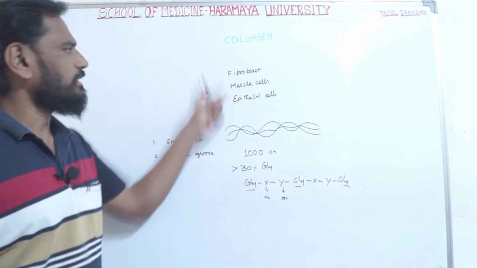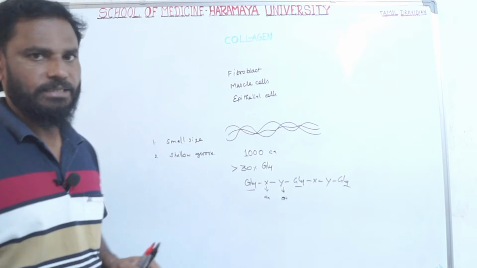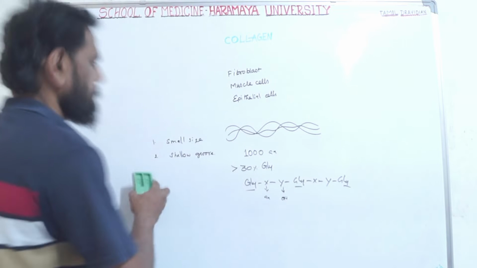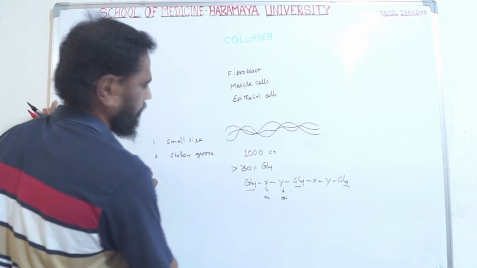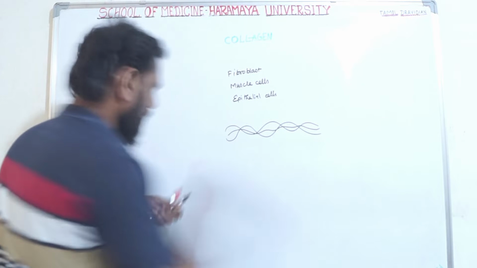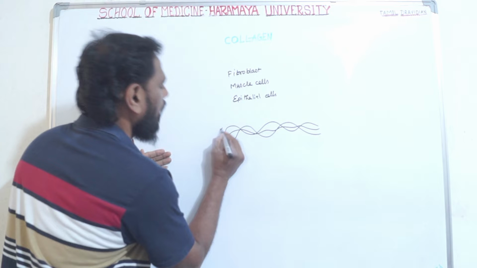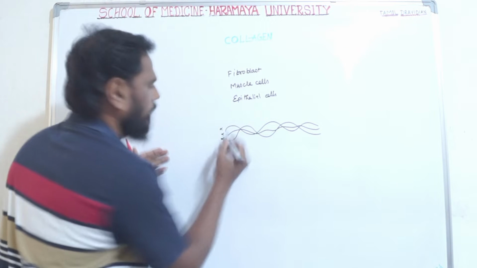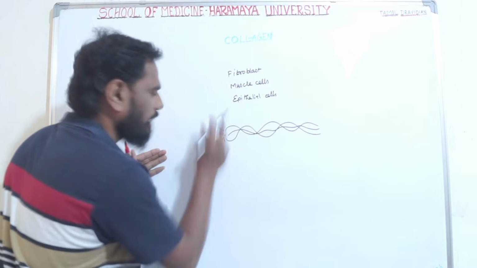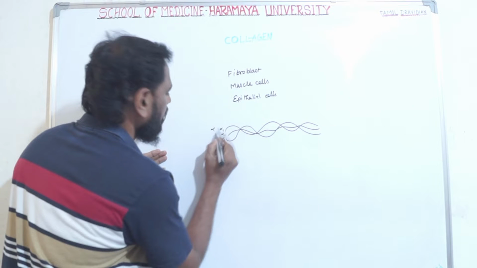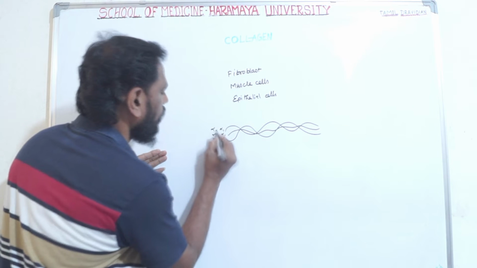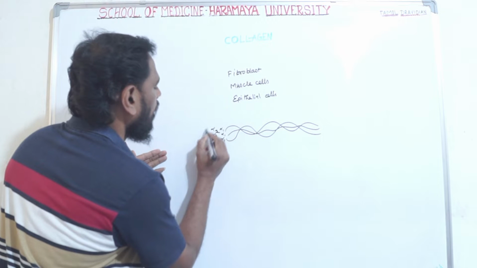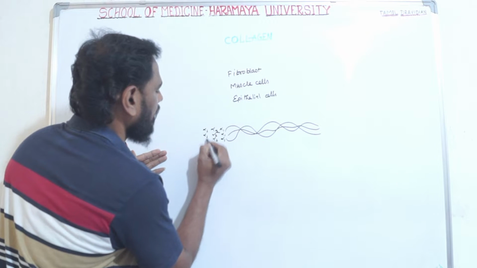Okay, you know where it is synthesized. Now we will see how it is synthesized. Clear? Before that, it contains 3 alpha chains: alpha 1, alpha 2, alpha 3. If it is alpha 1, all the 3 are alpha 1 chains. All the 3 are alpha 2. All the 3 are alpha 3.